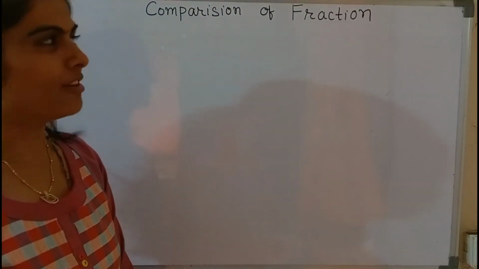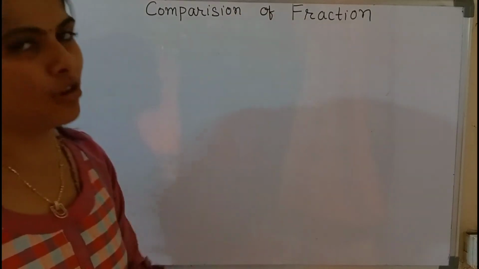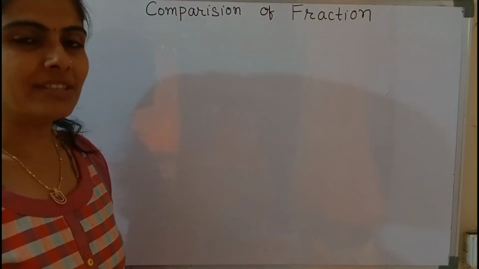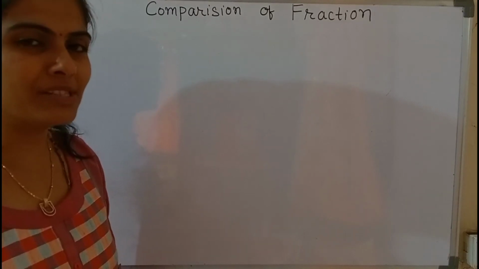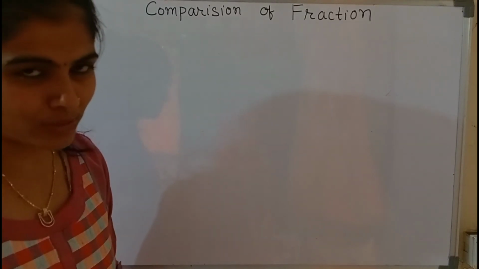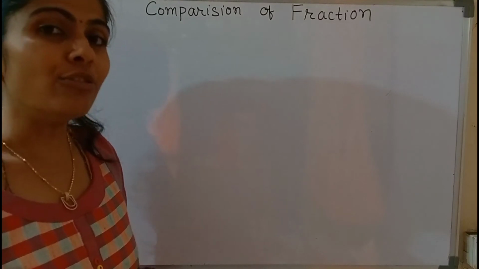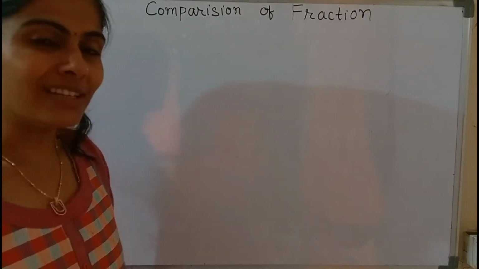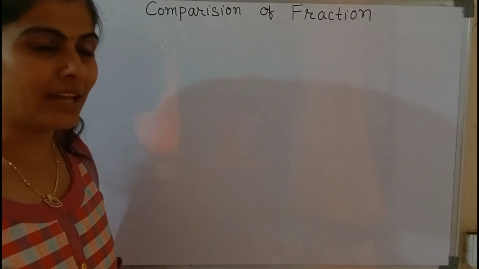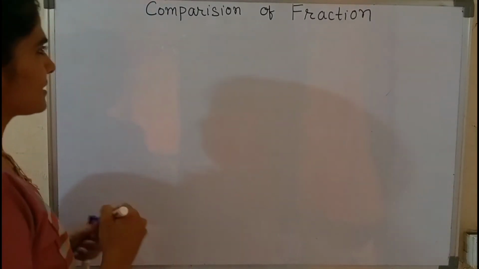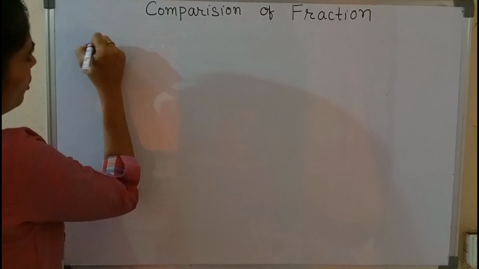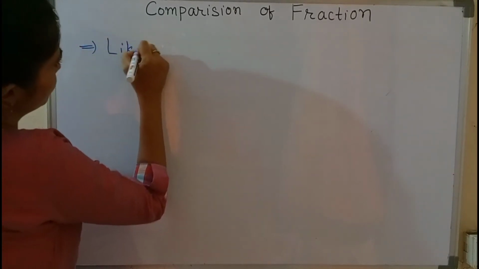In today's session, I am going to explain to you comparison of fractions. In the previous session, I have already explained types of fractions and how we convert mixed into improper or improper into mixed fractions. Now the next question is, how do we compare fractions? We can divide this into three categories, and the third category would be the generalized one. First, friends, let's consider comparison of like fractions.